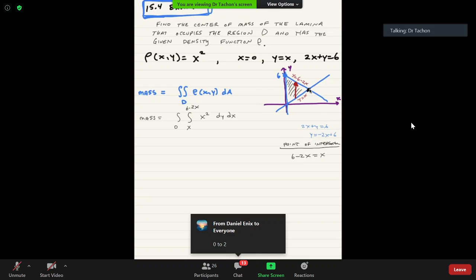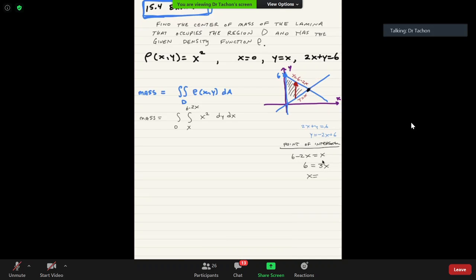So to get that point of intersection, I got to set the curves equal to each other. I set this line equal to that line, okay? Add 2x to both sides, so 6 equals 3x, okay? Divide both sides by 3, so x is 2, okay? So the x coordinate of the point of intersection is going to be 2, all right? So x equals 2. All right, so this point right here is going to be 2, 2, I guess. That's what that point is, okay? So that point is going to be 2, 2.